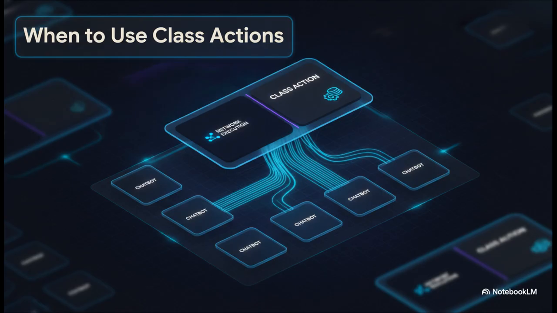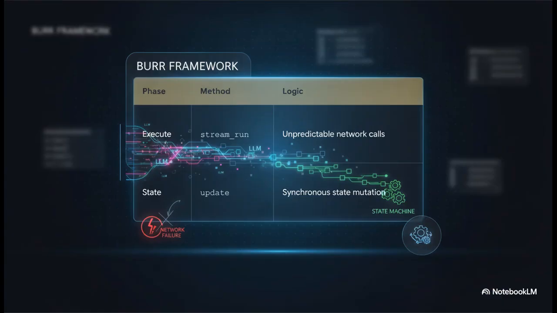Wrapping that in a class means you can instantiate it with different parameters across 10 different chatbots. It's also absolutely perfect when you need to carefully separate the messy network execution from the state mutation logic. Here's exactly how that separation plays out in the code.